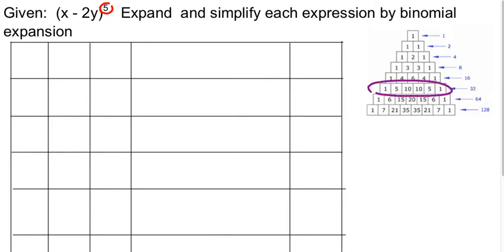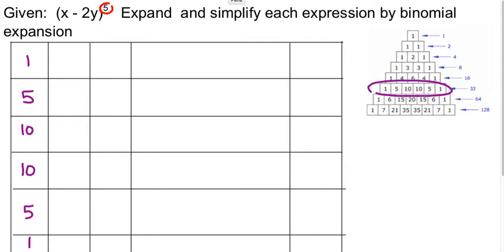So in the first column, it's 1, 5, 10, another 10 here, 5, and then 1. Now, we're done using Pascal's triangle.